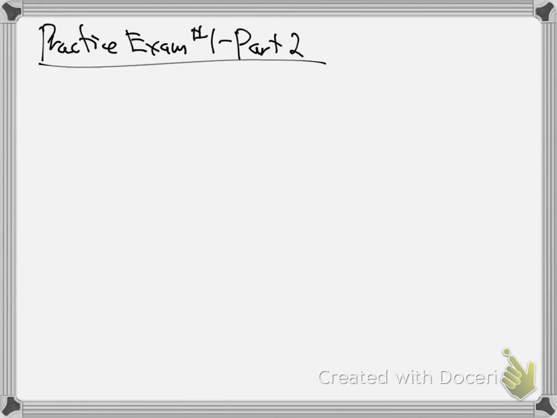Okay, this is practice exam number 1, part 2. I did questions 1 through 6 already. Let me pick up at number 7. And number 7 is the one about the car traveling 34 miles per hour.